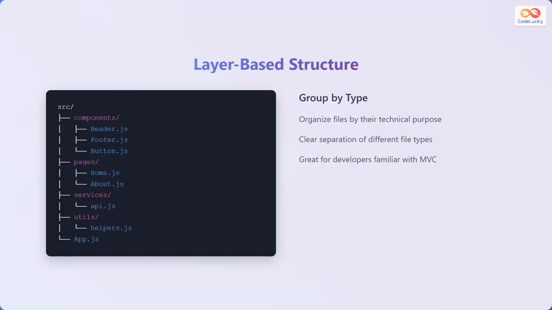Now let's examine a layer-based structure. In this approach, files are organized by their technical purpose. The src folder contains components with files like header.js, footer.js, and button.js, pages with home.js and about.js, services with api.js, and utils with helpers.js, along with app.js. This structure is excellent for developers familiar with Model View Controller, also known as MVC architecture, providing a clear separation of different file types.